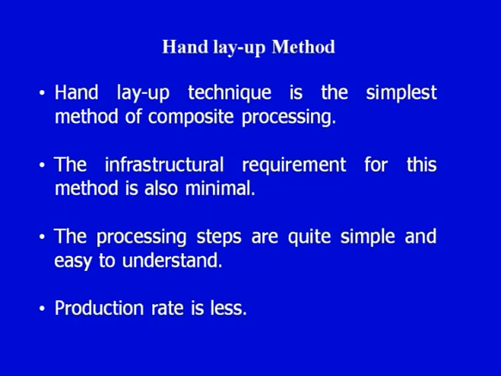So, there are no big machines required for a hand layup process. It is a manual process, it is a labor intensive process, and the quality of the product would depend upon the skill of the molder as well as on the quality of the mold that we are using for fabricating the polymer matrix composite. So on your screen you can see that hand layup is the simplest method of processing of composites. The infrastructural requirements are very minimal.